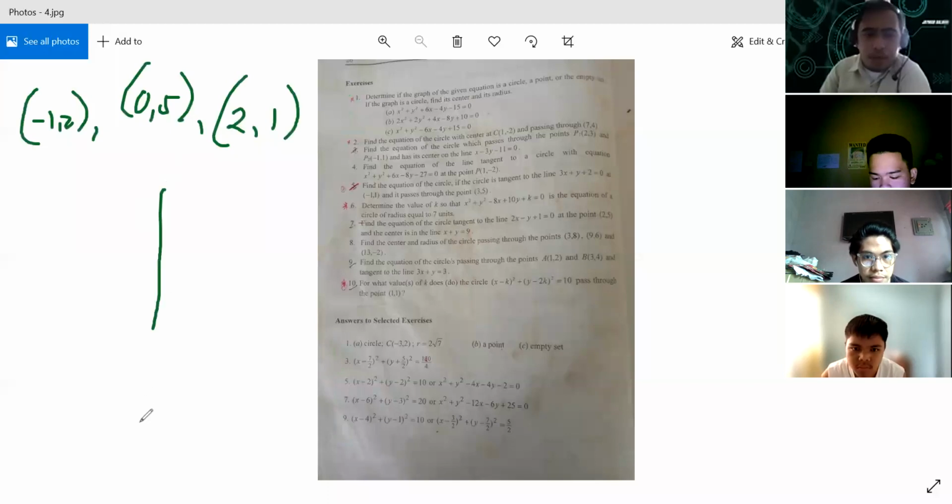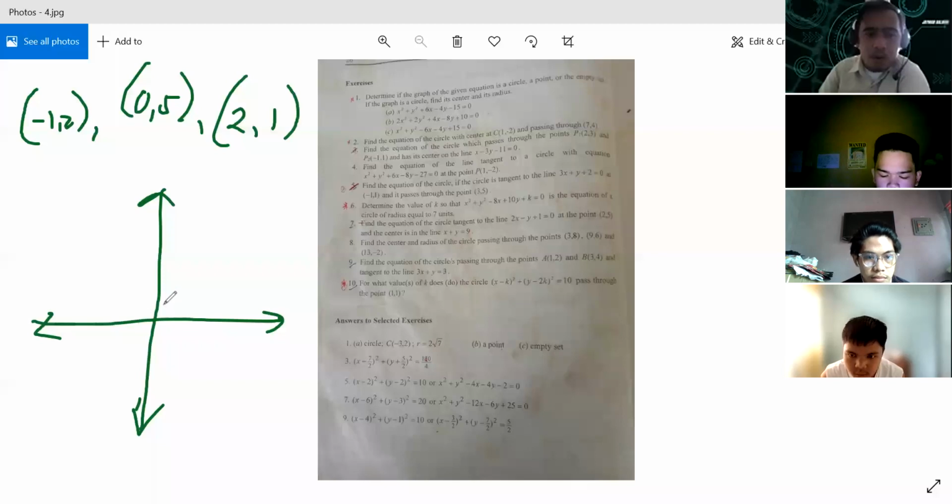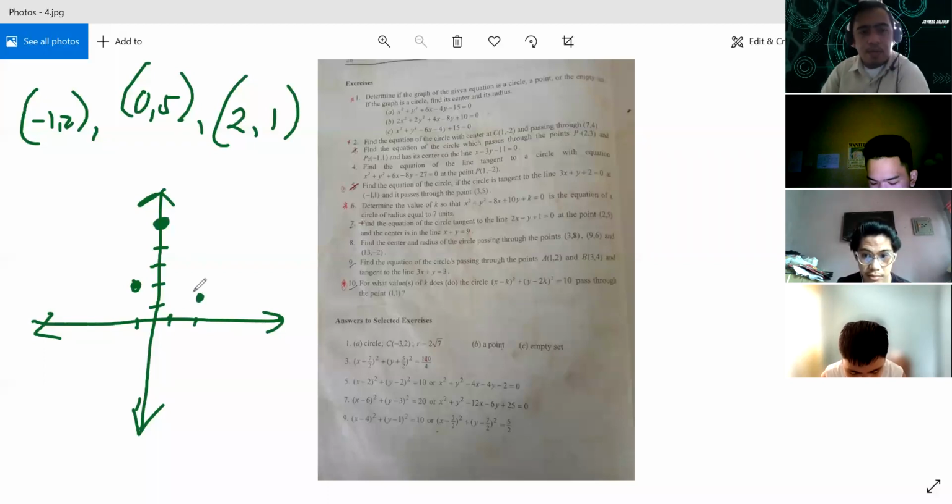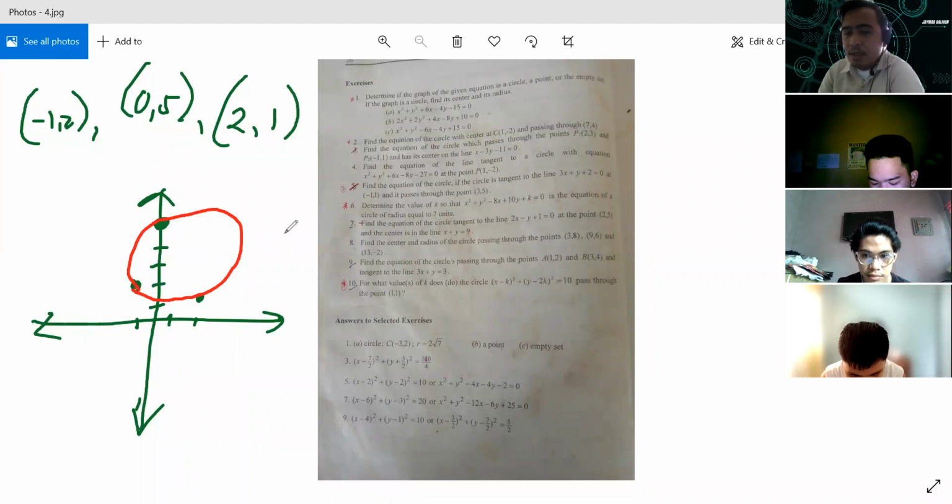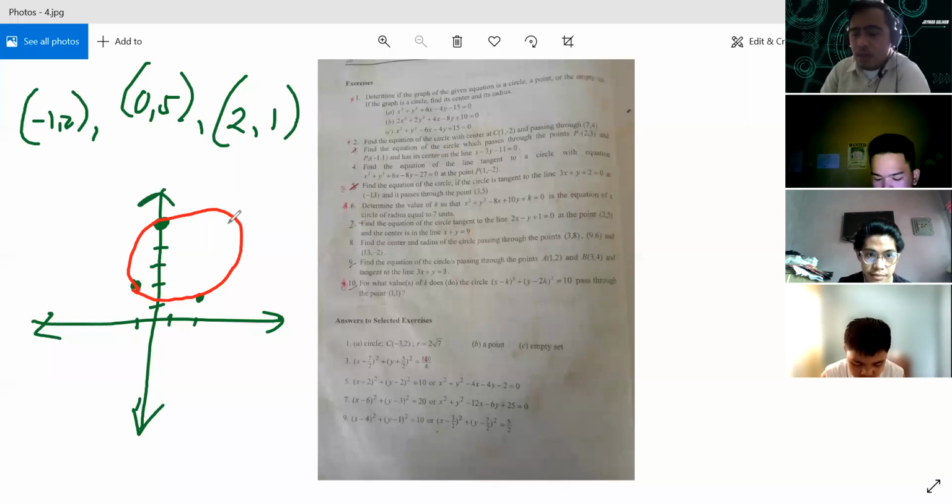So for example, this is your Cartesian coordinate plane, the negative 1, 2 is here, the 0, 5, and the 2, 1 is somewhere here. So probably your circle looks like this. Ano? Patingalin yung circle. Okay. You are given these 3 points from your circle, then you are asked to find the equation of that circle. Okay. Kabalo na?